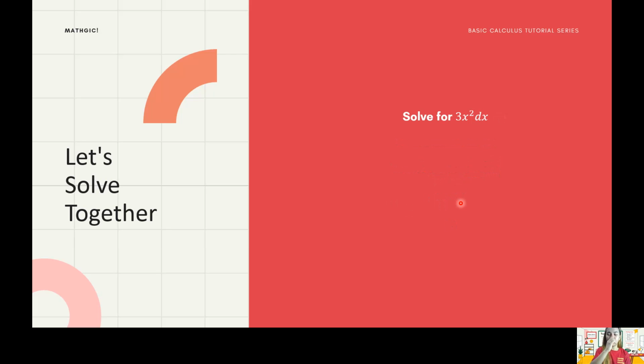Next example, we have to solve for d/dx of 3x squared. We're going to solve this using the power rule. According to the power rule, the derivative of this is n times the variable raised to n minus 1. So our n here is the exponent, which is 2. So we have 2 times 3 and x raised to 2 minus 1, which is equal to 6x raised to 1, or 6x.